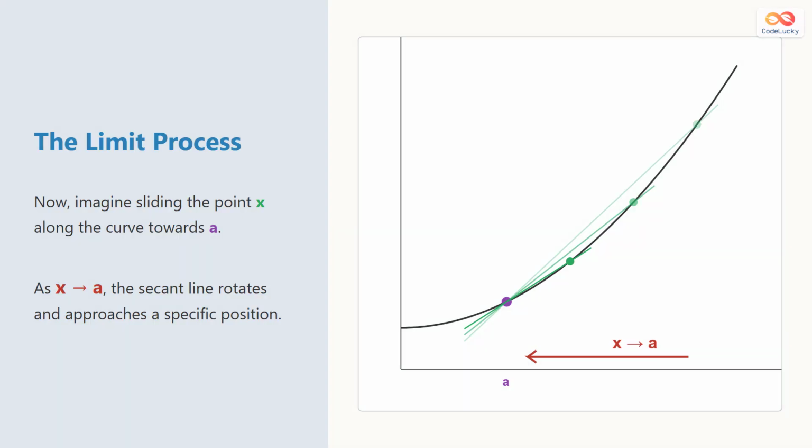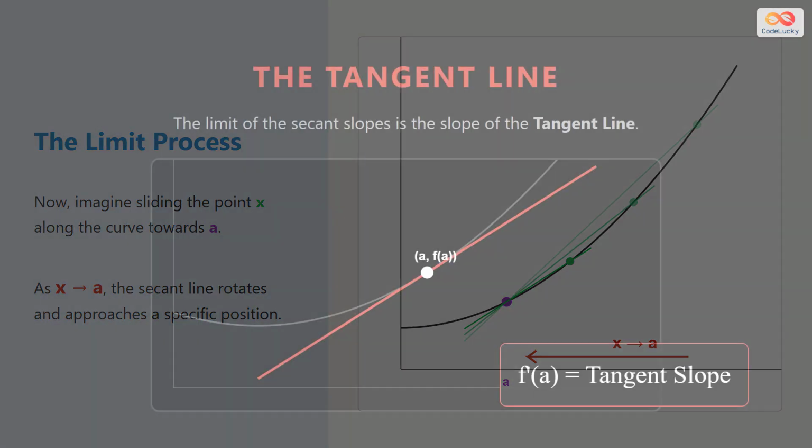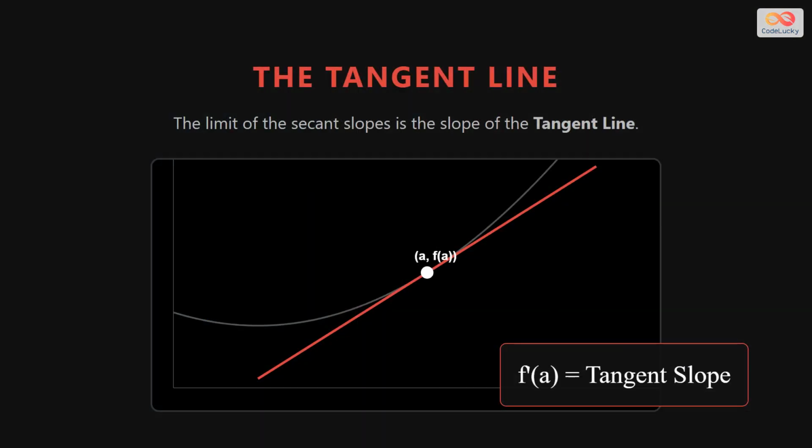Here is where the calculus comes in. Imagine sliding the point x along the curve until it gets infinitely close to a. As x approaches a, the secant line rotates and changes its steepness. It is approaching a specific, final position. That final position is the tangent line. The slope of this tangent line represents the instantaneous rate of change at point a. Therefore, the derivative at a is defined as the limit of the difference quotient as x approaches a.